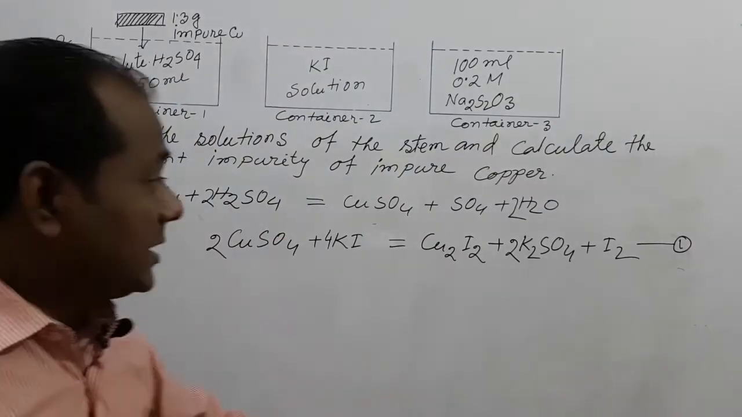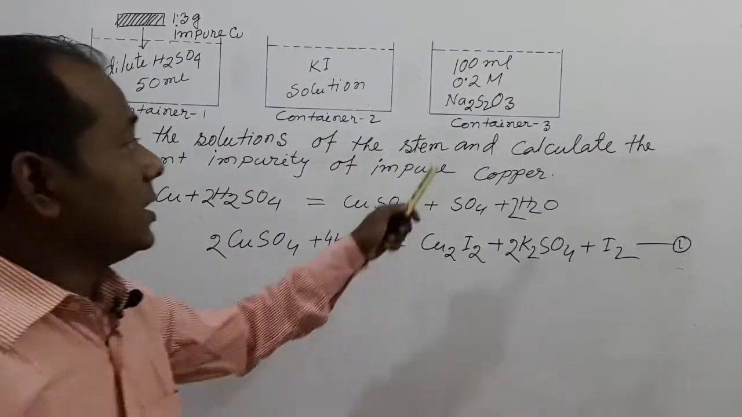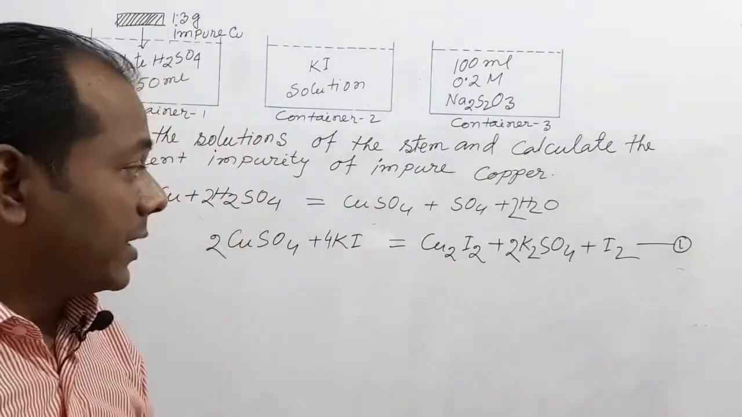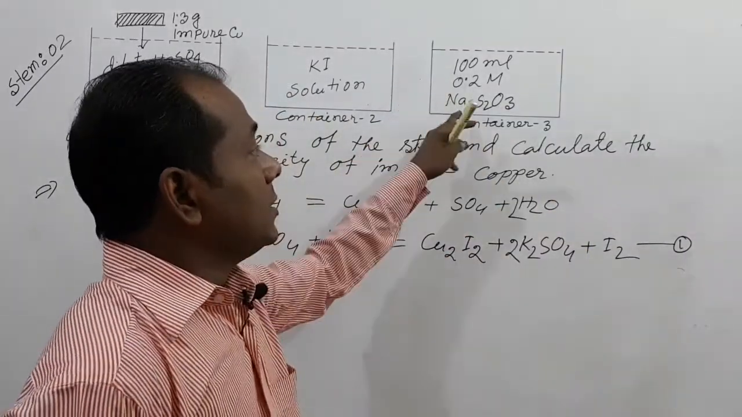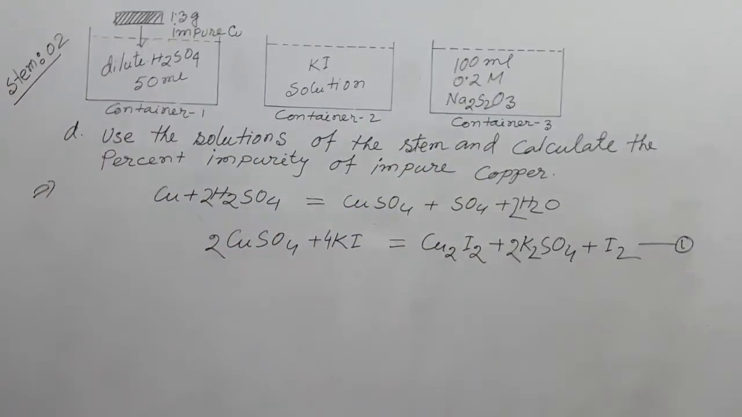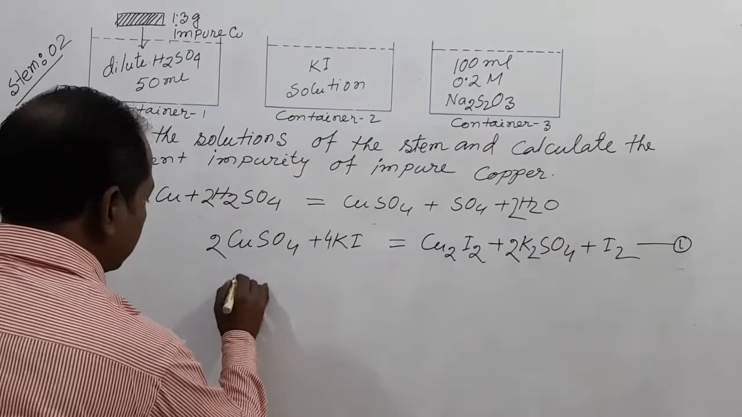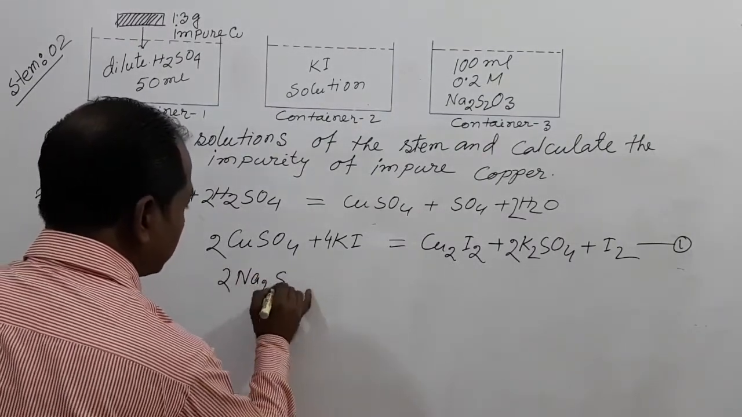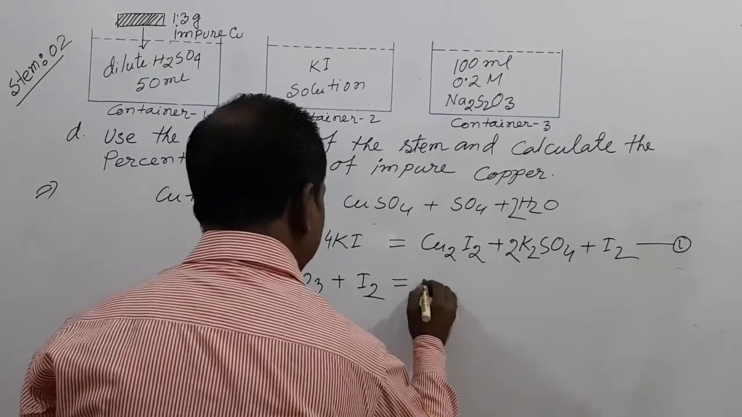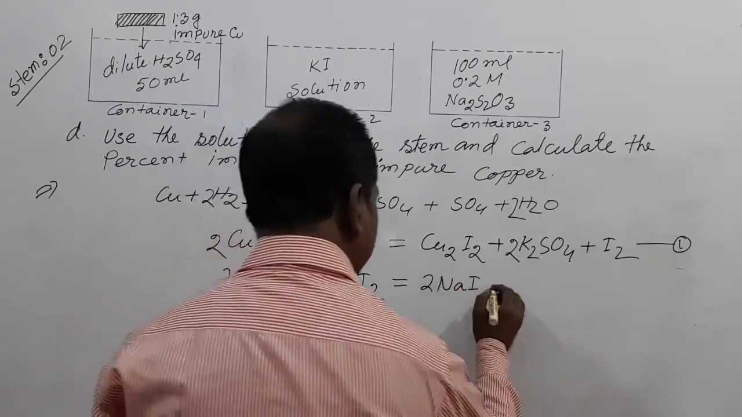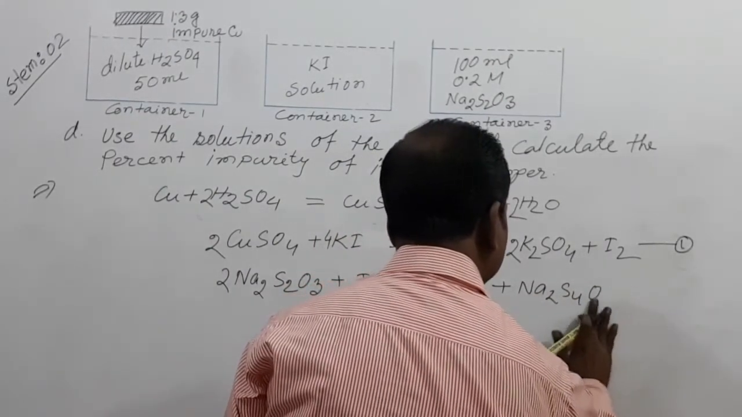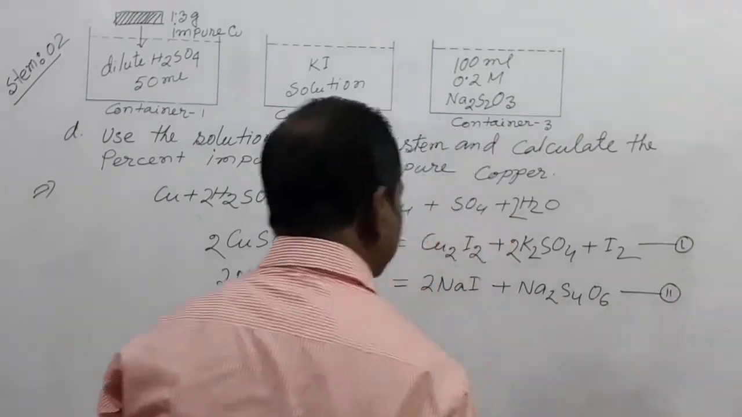And this liberated iodine is titrated by the standard solution of sodium thiosulfate, and this type of reaction occurs: Na2S2O3 plus I2 gives 2NaI, sodium iodide, plus Na2S4O6. This is reaction number 2.